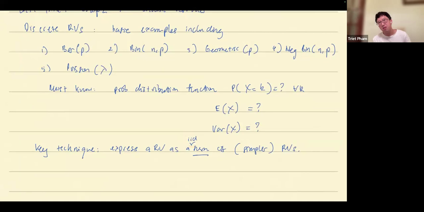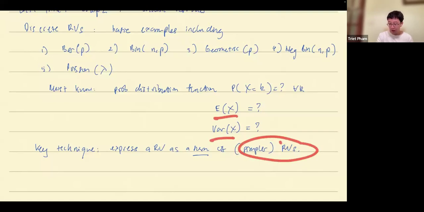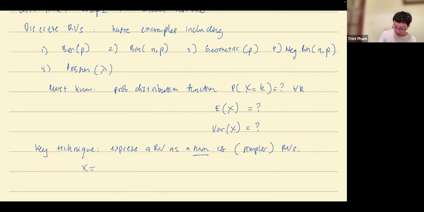I guess it doesn't have to be, especially the word independent here. Well, you know what? Let me just skip that. It's just a sum. The reason why expressing a random variable as a sum of simpler random variables is helpful is because it's easier to compute the expectation and variance of these simpler random variables. And then you use linearity. For example, suppose you have a sum like this. Then by linearity of expectation, you have this.